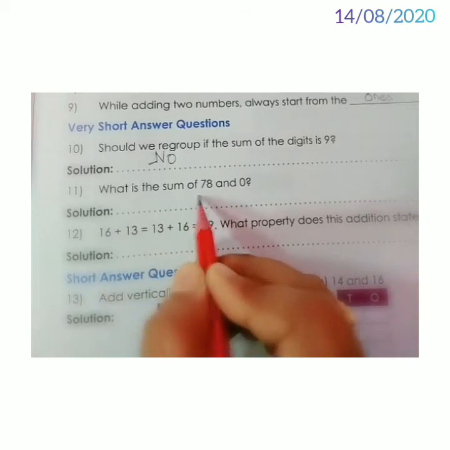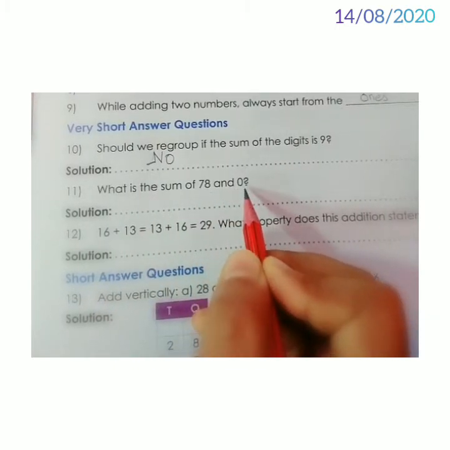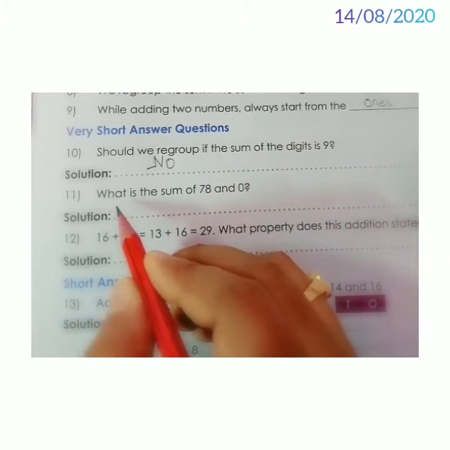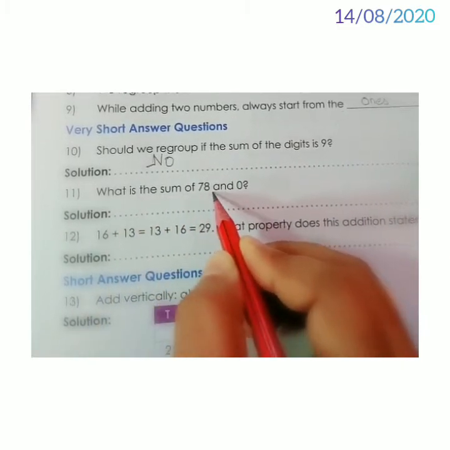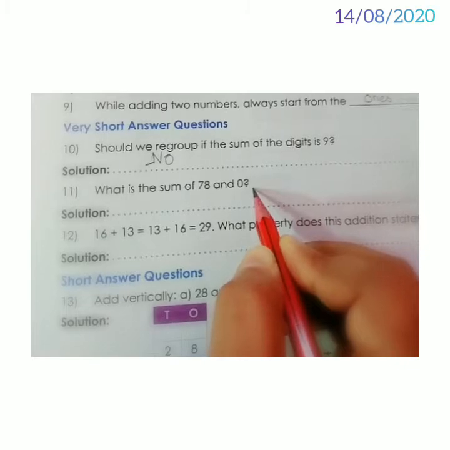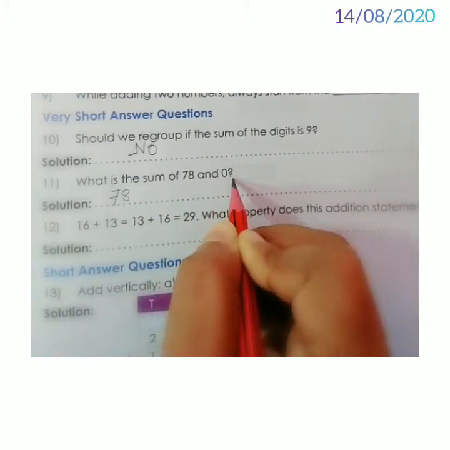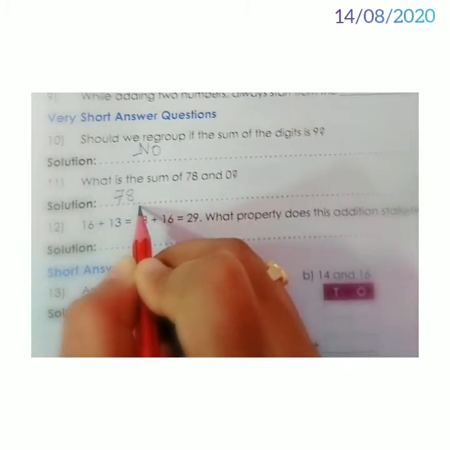What is the sum of 78 and 0? Again, I am repeating. What is the sum of 78 and 0? The answer is 78. 78 plus 0 is equal to 78.